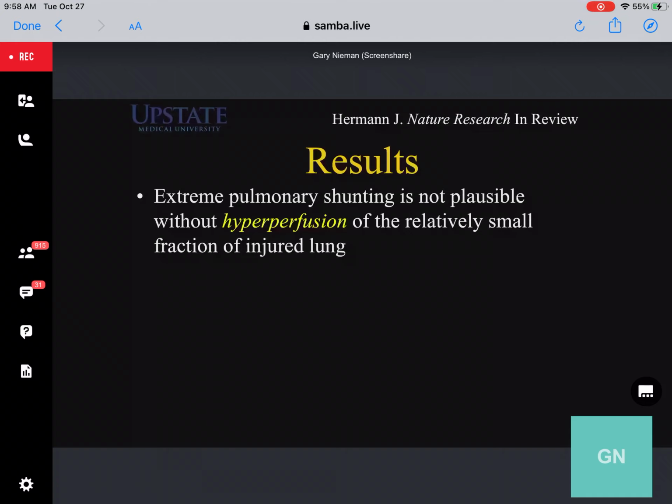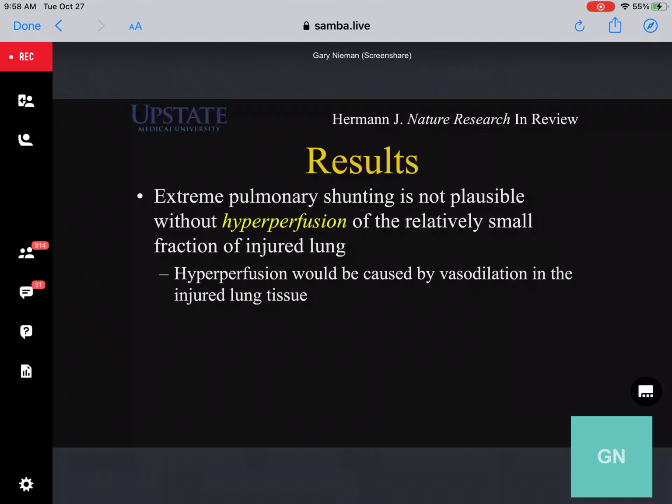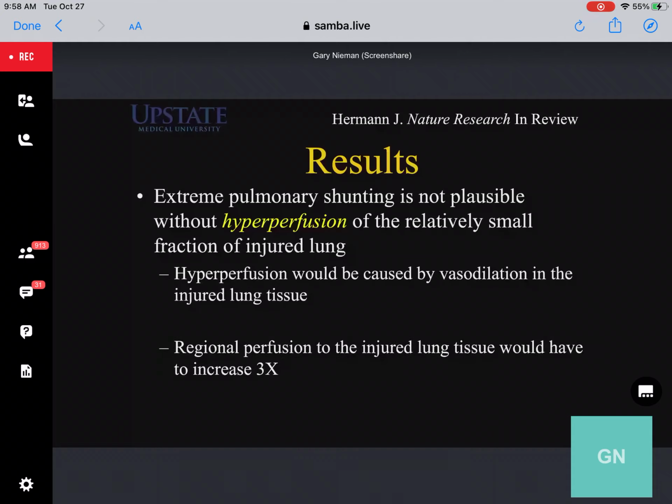So it's not just loss of HPV, but actually a hyperperfusion due to vasodilation in these tissues. You can get actually a threefold increase in perfusion to collapsed tissues. And the pulmonary embolisms that are measured in many of these patients surely can exacerbate this problem.